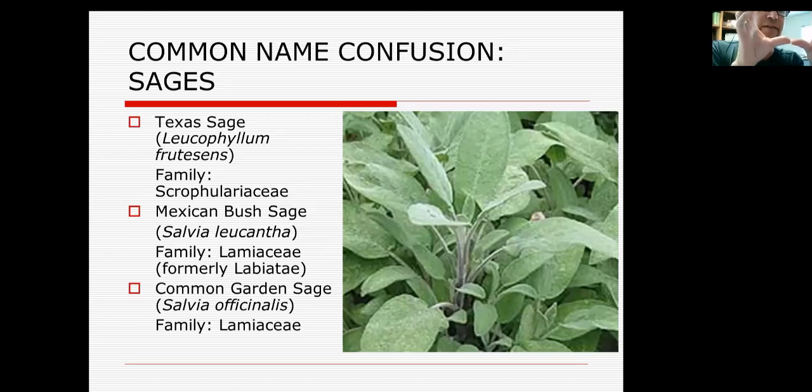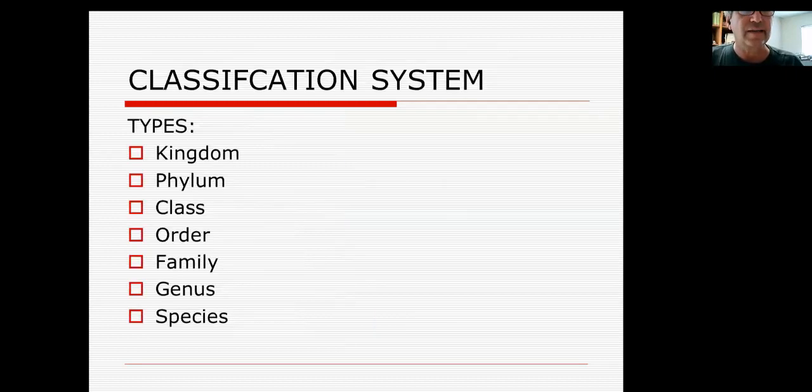I try to put that scientific name afterwards so that whoever's reading it, if they go on the internet and they see something and they're from Maine, they'll know what plant that is, because their thoughts of a sage may be different than my thoughts. So that's why we use the scientific name.